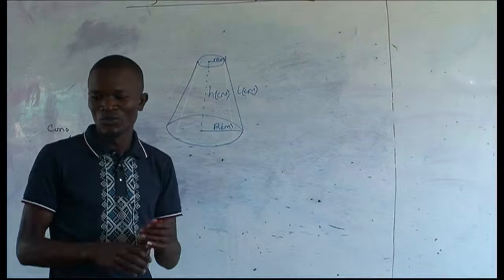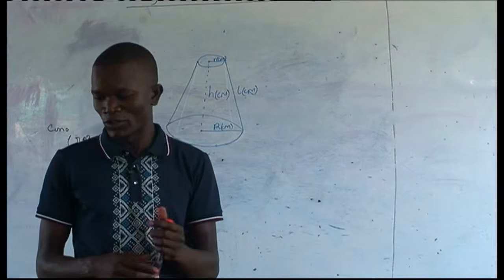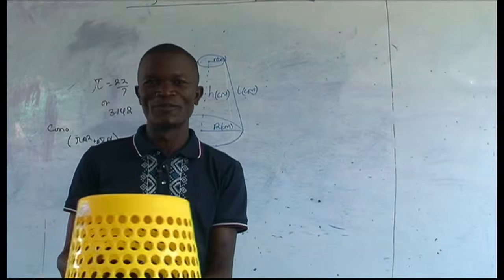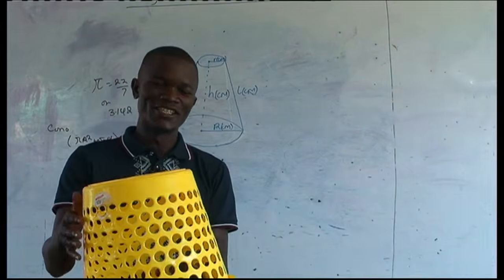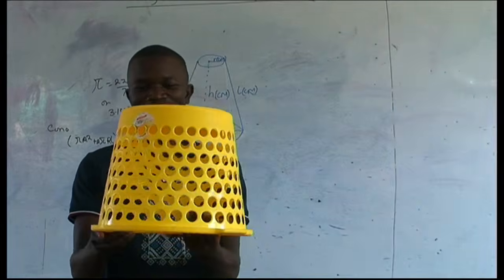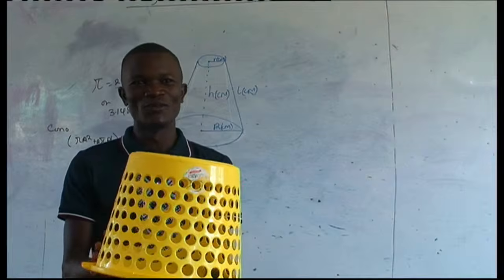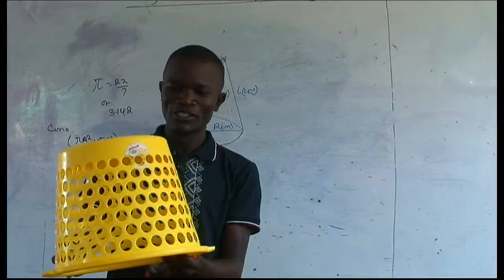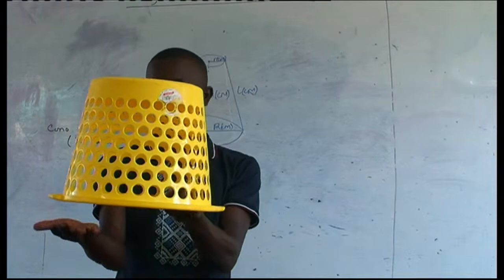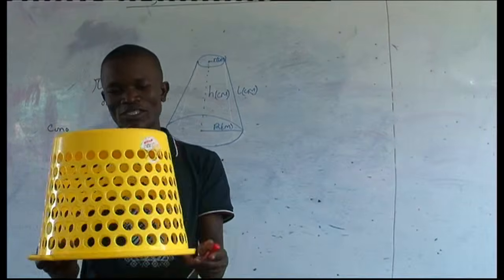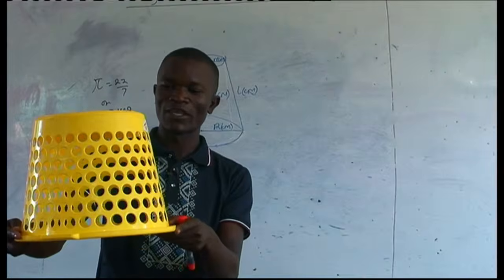I will take you through a frustum of a conical shape, and here with me is a sample of a frustum. I hope you can see my frustum here in the form of a trough or a pail that we use back at home when fetching water. We have the bottom part and the upper part, as you can see. This is one kind of frustum in a conical shape.